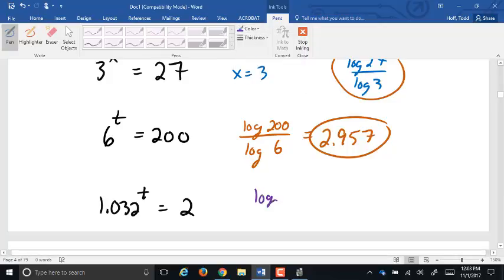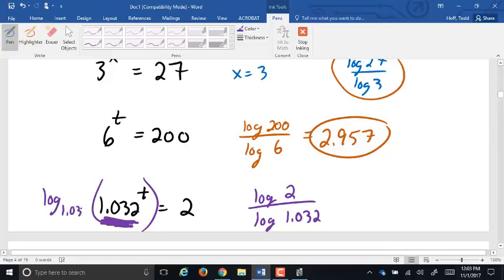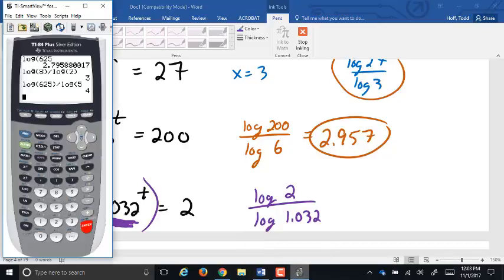First of all, what logs did we use here? Careful. The other way around. Log of 2 over, because remember, the base of our exponent here is the 1.032. So that has to be the base of our log. So log base 1.032 of that. So the 2 goes on top. So what do you get there then if you do it that way?